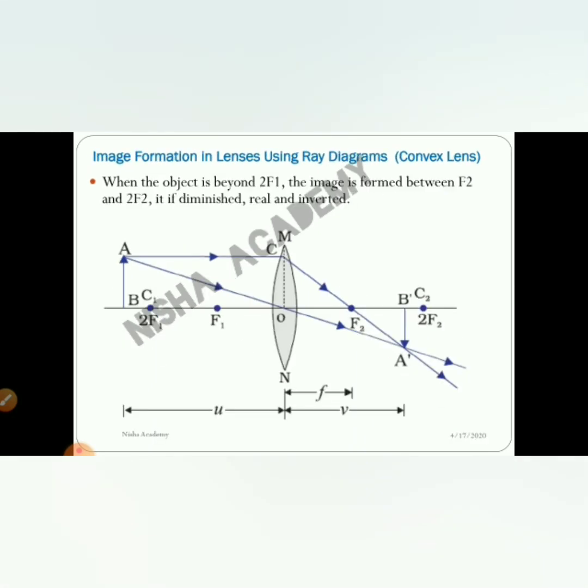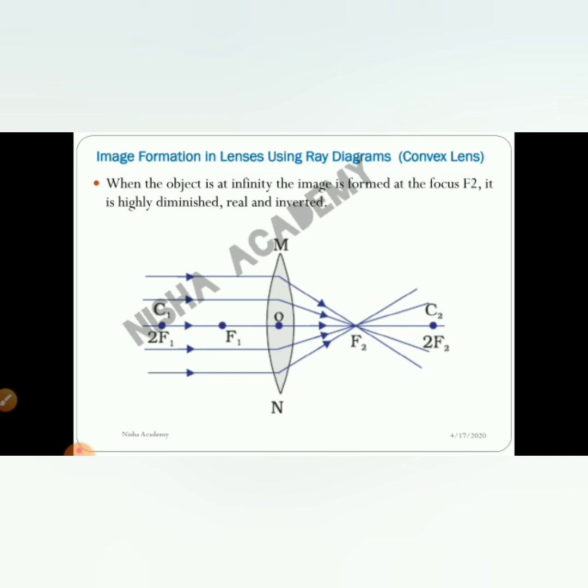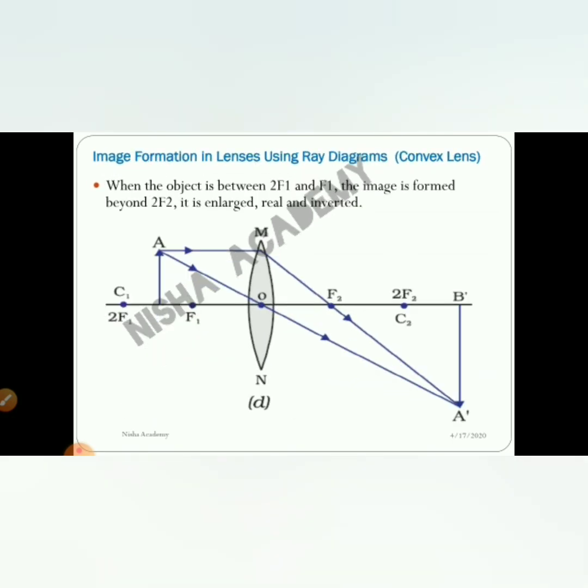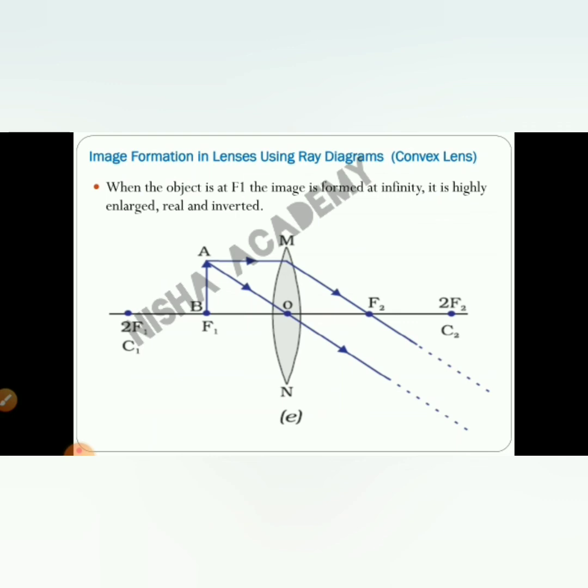See the first figure, where light is coming from infinity and the image is created at f1. Now we are placing the object at f1 and the image is created at infinity. The size of the image is highly enlarged, meaning the image is created at infinity and its size is much larger than the size of the object. The image is real and inverted.